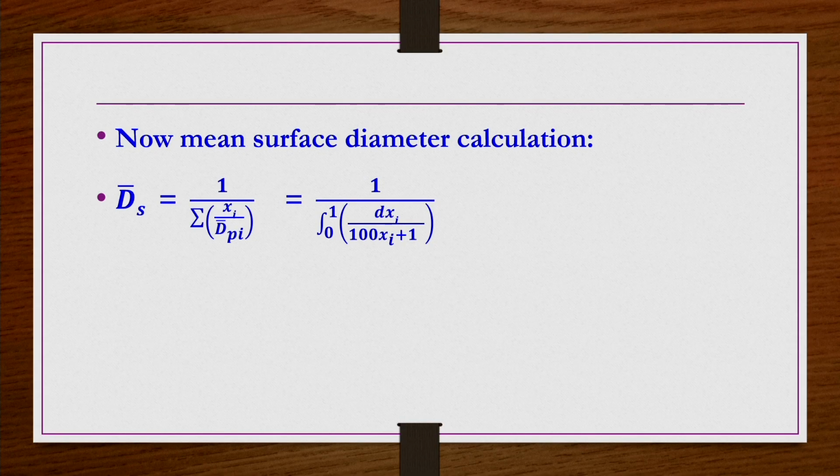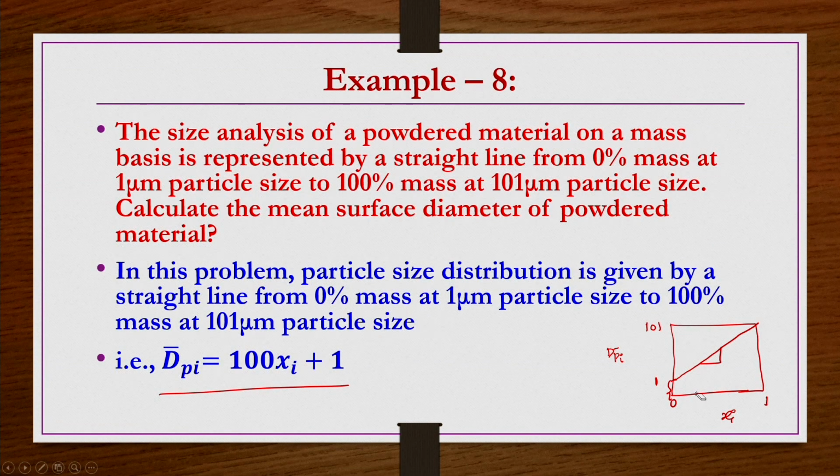For the surface mean diameter calculation, d̄s is nothing but 1 by Σ xi by d̄pi. The equation d̄pi equals 100 xi plus 1 is there, so you can take different i and the corresponding d̄pi for each xi. From the d̄pi versus xi graph, you can take different intervals and make a tabulation of d̄pi versus xi, and then do the standard form of calculation as we have been doing for other problems.